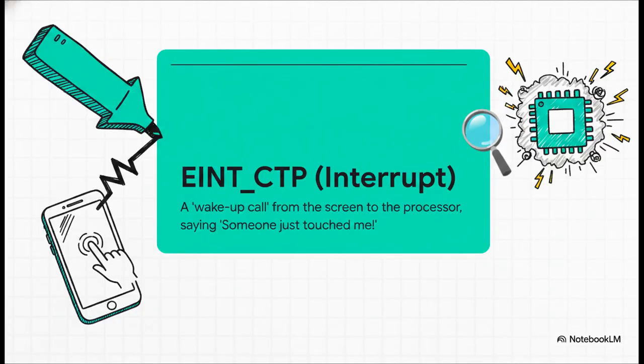Okay, now this one is a huge deal. It's called the interrupt line, or ENT_CTP on our map. See, your phone's processor is always juggling a million things. It can't waste energy constantly asking the screen, "Hey, have you been touched yet? How about now?" So instead, the screen has this dedicated line to send an urgent message, an interruption, that basically yells, "Hey, stop what you're doing, I have information for you." This is the signal that kicks the whole thing off.